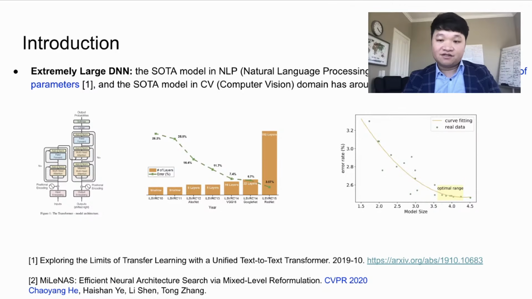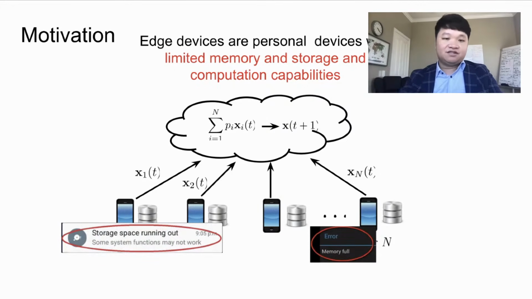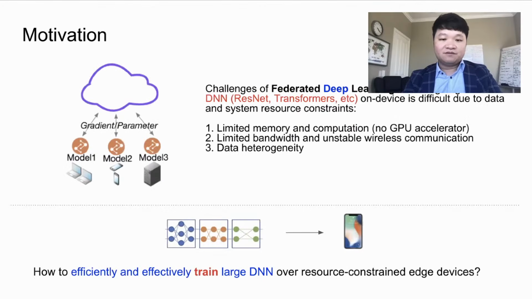So here I mainly focus on CNN models. You can see a CVPR paper shows that although we can use AutoML to shrink the model size to only 4 million parameters, the problem is that the edge device is very limited. There's only limited memory, and we cannot directly load this giant model to do training, because training normally requires 6 times larger memory cost. So the problem is how to efficiently and effectively train such a large model over resource-constrained devices. Such devices may have only limited memory and computation. There's no GPU accelerator, and the bandwidth is also very unstable and limited.